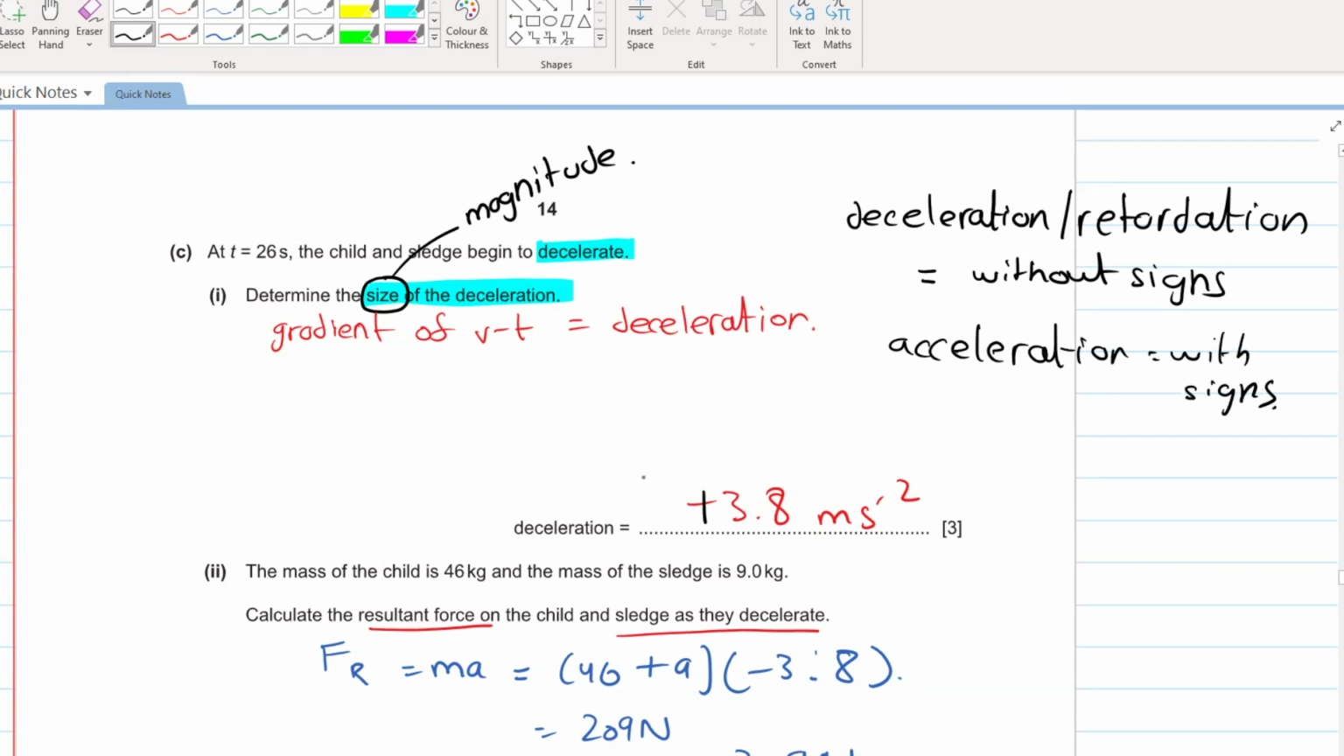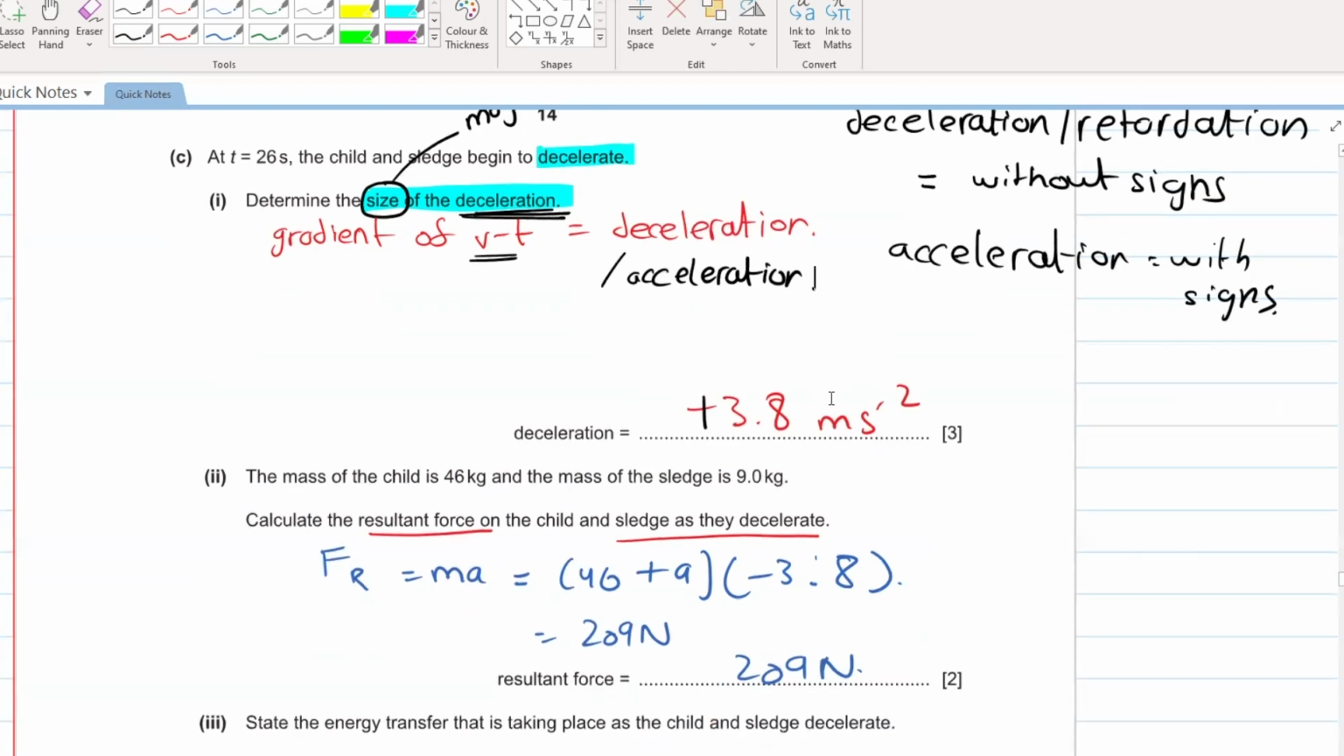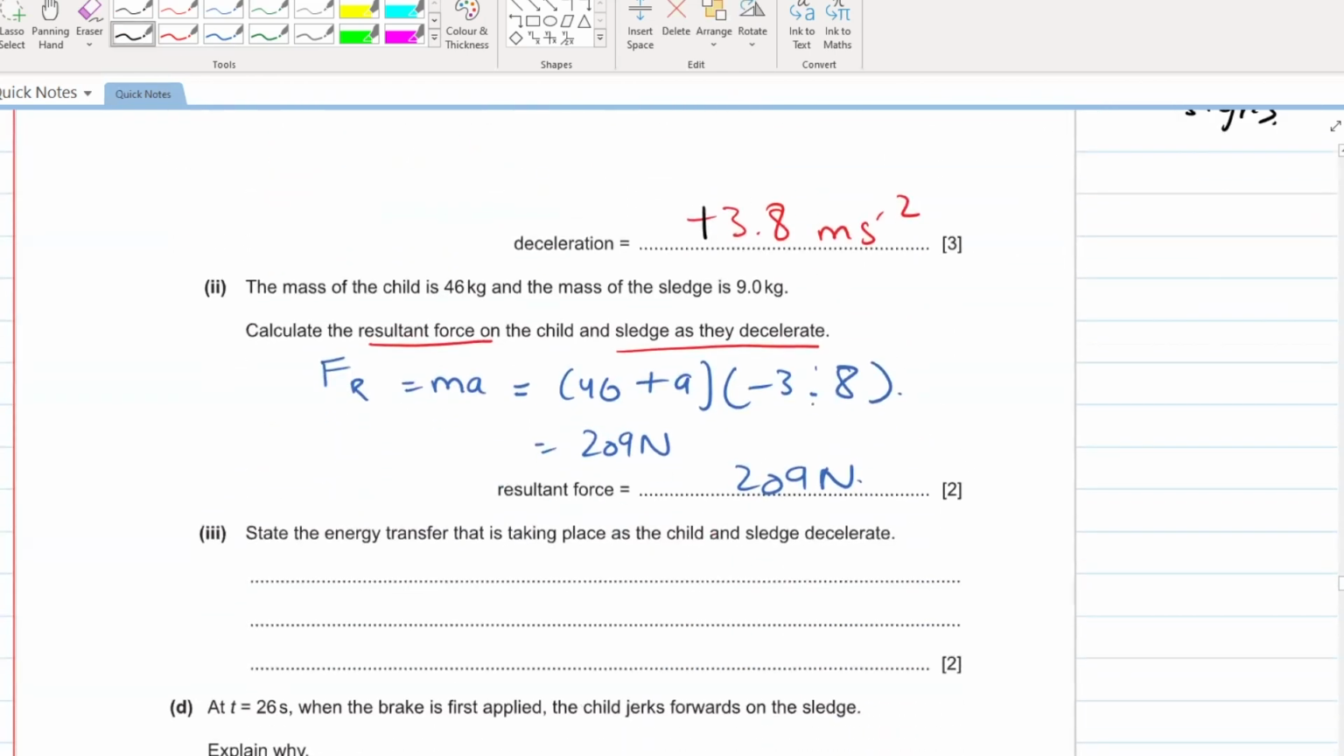Here your deceleration was coming out to be 3.8 m/s², and how do I know that I have to calculate gradient? Because always remember that the gradient of velocity time graph is equal to deceleration or acceleration, whatever you want to call it. Here as well, you will put a positive. The answer for force will come out to be 209 Newton. Is this question clear?